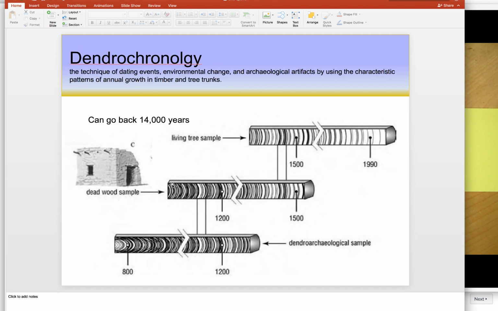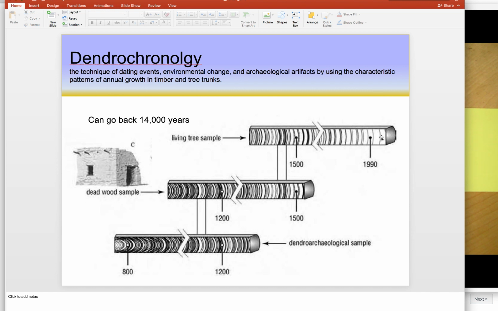Another word we have for tree ring dating is called dendrochronology. And it's the same idea here. Here we have a tree that's going to about year 1990, 2000 here, and we can date this living tree going back to about maybe 600 years.